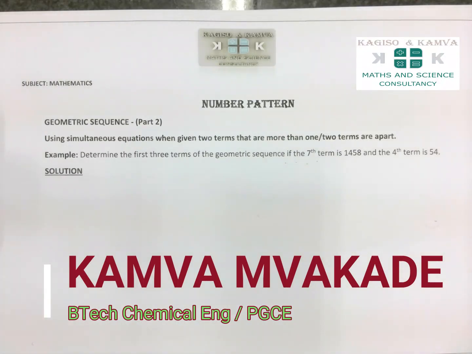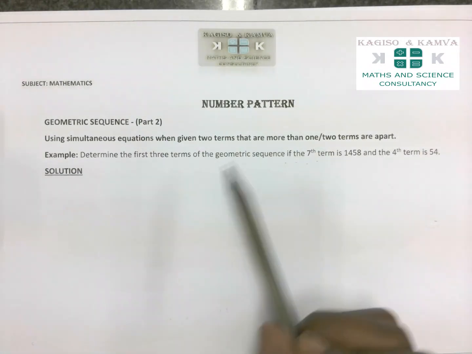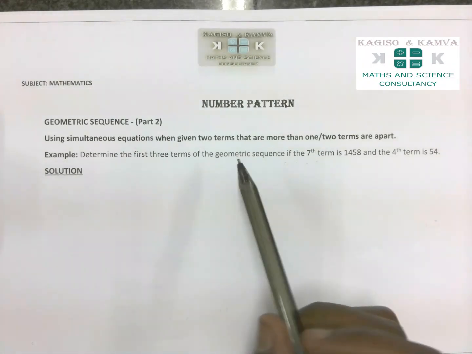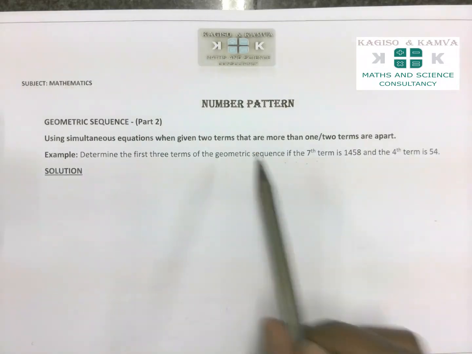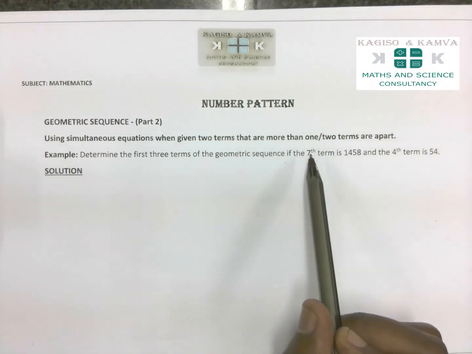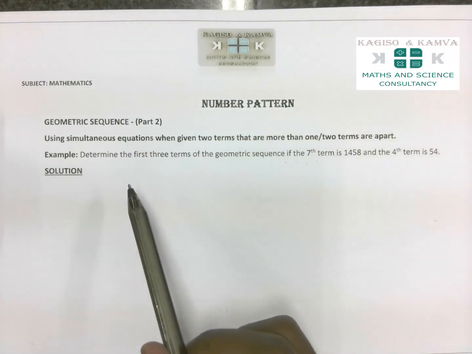Welcome back. Now let us continue with geometric sequence part 2. This time around we'll be using simultaneous equations to solve problems of a geometric sequence when there are terms that are more than one or two terms apart. Okay, now let us do the example.